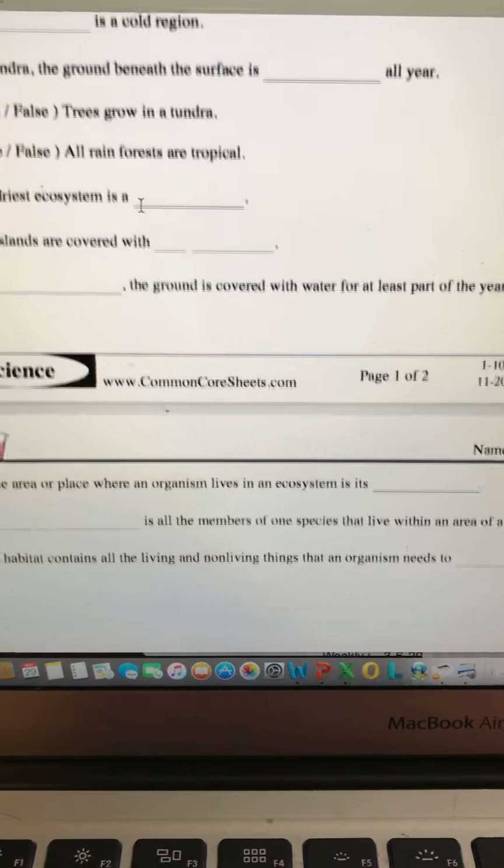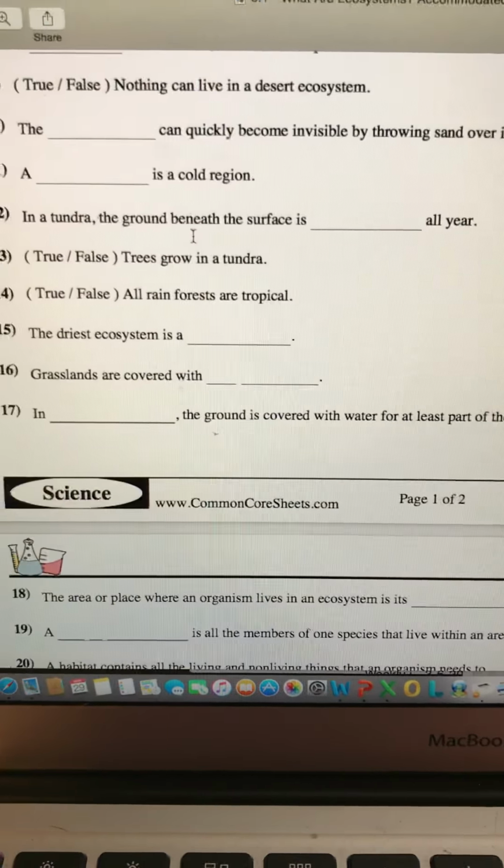Again, your word bank is at the top of the form. I know this is probably not the most ideal way to have this form in front of you, but given the circumstances, it was the best I could do this week.